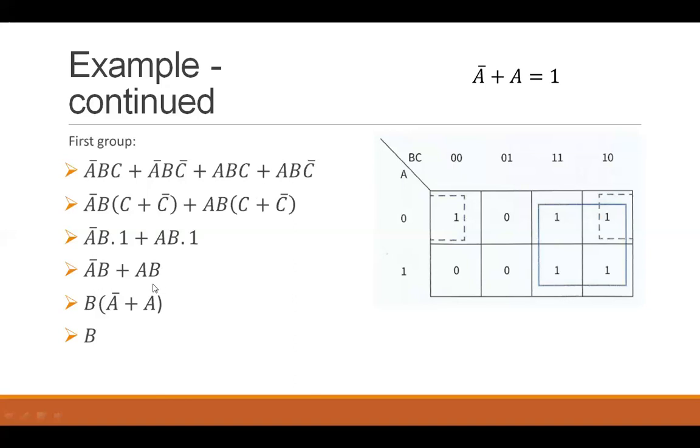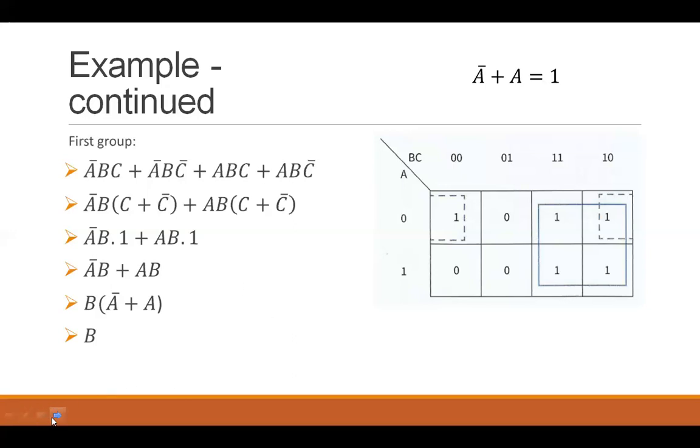Then again, from this I can find that B is common. So A inverse plus A will be left inside, and again that is going to become 1, and B dot 1 is simply B. So I'm not going to do that step again and again. And from the first group I have the answer B.